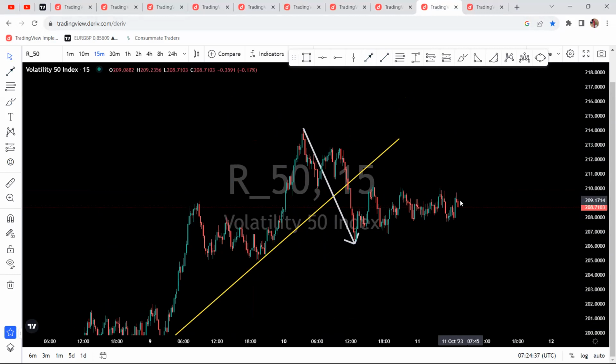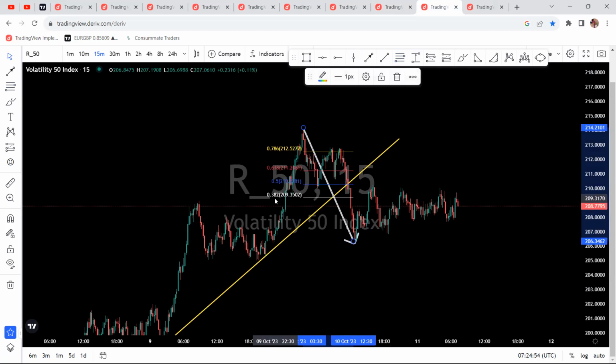The worst case scenario, the market will push up again to clear this high. Immediately it clears this high, just make sure that you are in the market because it's going to push down. So if we use our Fibonacci retracement level, we can see that the market has touched level 38. Obviously, it has touched level 50.